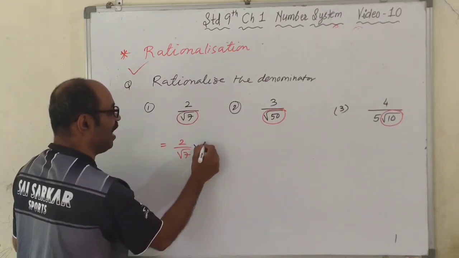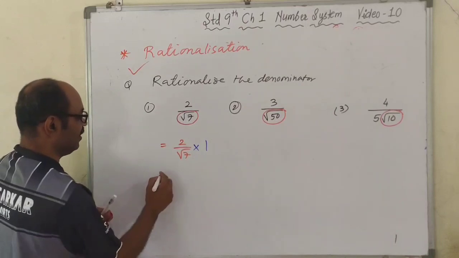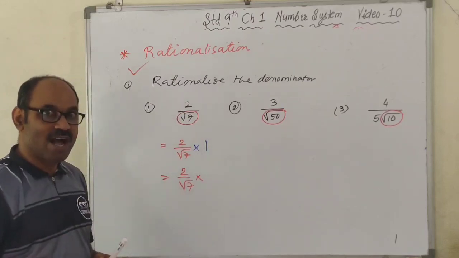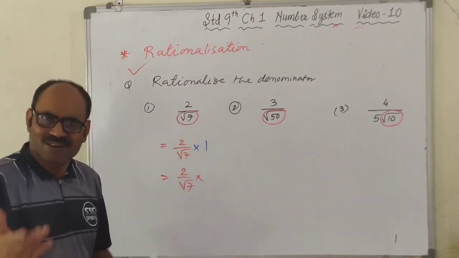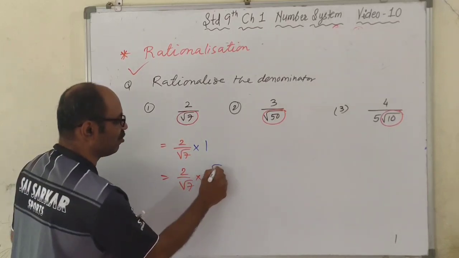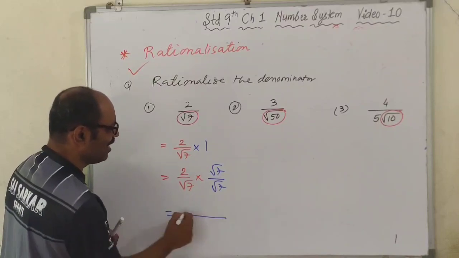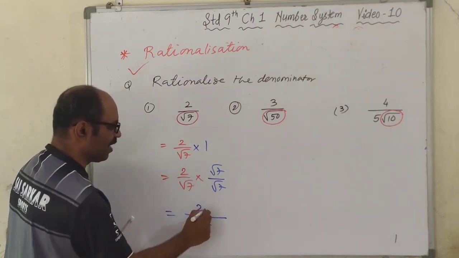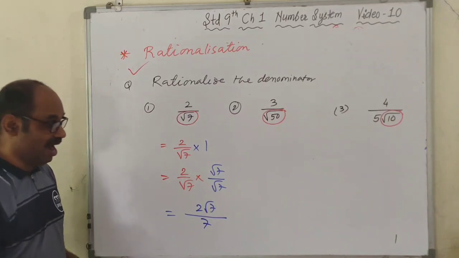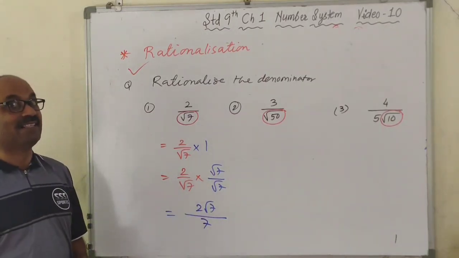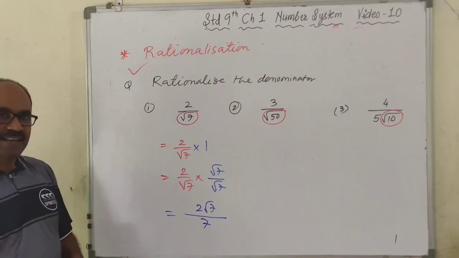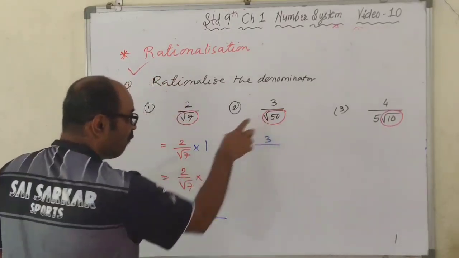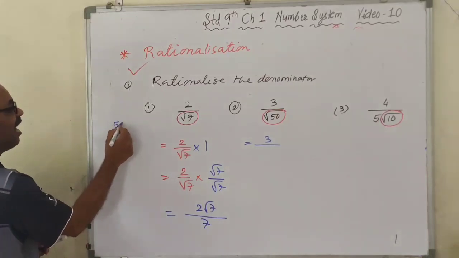You can write multiplied by 1. Correct? That is 2 upon root 7 into. Boliye, root 7 kis se rationalize hoga? With what will root 7 be rationalized? Root 7 se. So you are taking that 1 as root 7 upon root 7. Dekh lijiye, root 7 into root 7 is root 7 square, that is 7, square root gone. Aur upar reh jayega 2 root 7. हमने कहा डिनोमिनेटर में रूट नहीं होना चाहिए, अदरवाइज इट इज कॉल्ड सर्ड, राइट। So the denominator is rationalized. चलिए नेक्स्ट। This is equal to 3 upon root 50. It is not a prime number, so check out.